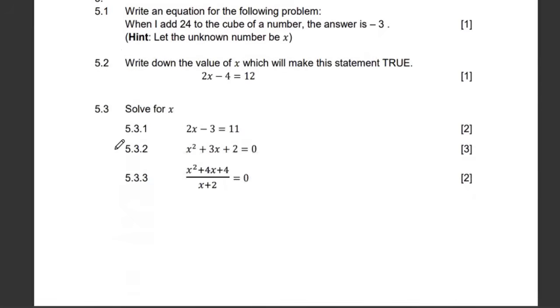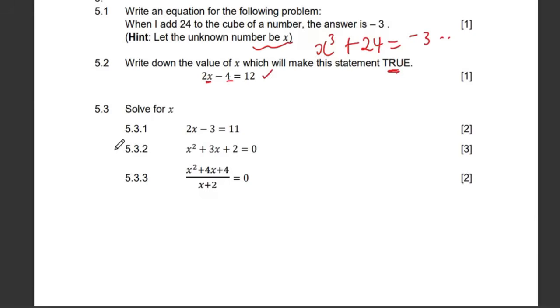Question 5, which is the equations, okay? They're telling us to write an equation for the following problem. When I add 24 to the cube of a number, the answer is -3. So if the unknown number is x, so if it's x cubed plus 24, the answer is -3. So this is what they wanted. Then write down the value of x which will make the statement true. So which number do we multiply with 2, subtract 4 to give us 12?